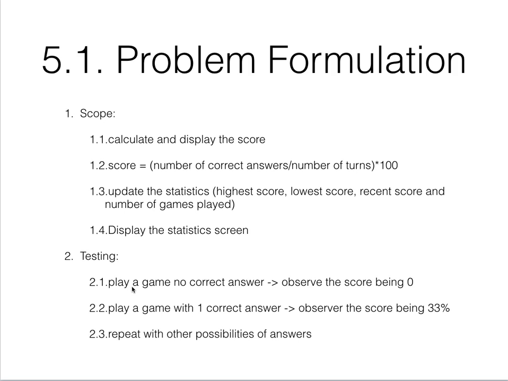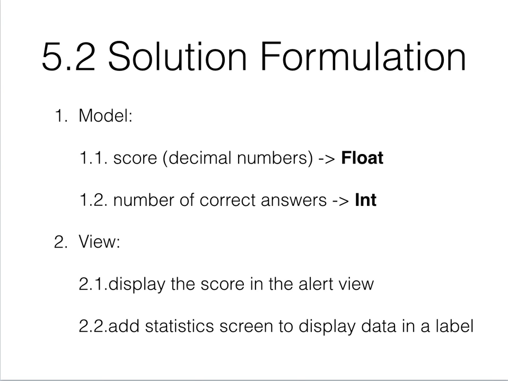So for the testing, we need to test for the correctness of the score and test for the correctness of the statistics. So we play the game with no correct answer, the score then should be 0. So we see and make sure it is 0. Play the game with all correct answers, so the score should be 100, and we should see 100. Then try one correct answer, two correct answers, and so on and so forth, and display the statistics and see the values in the statistics screen.